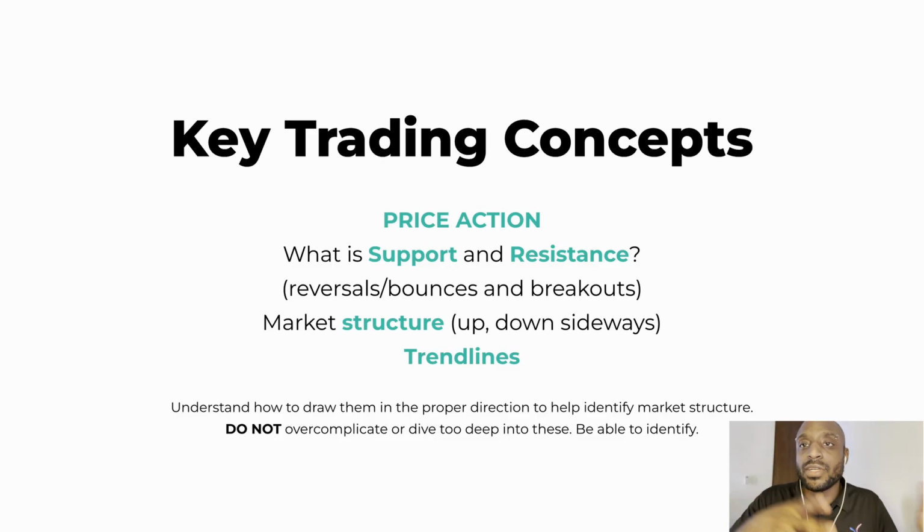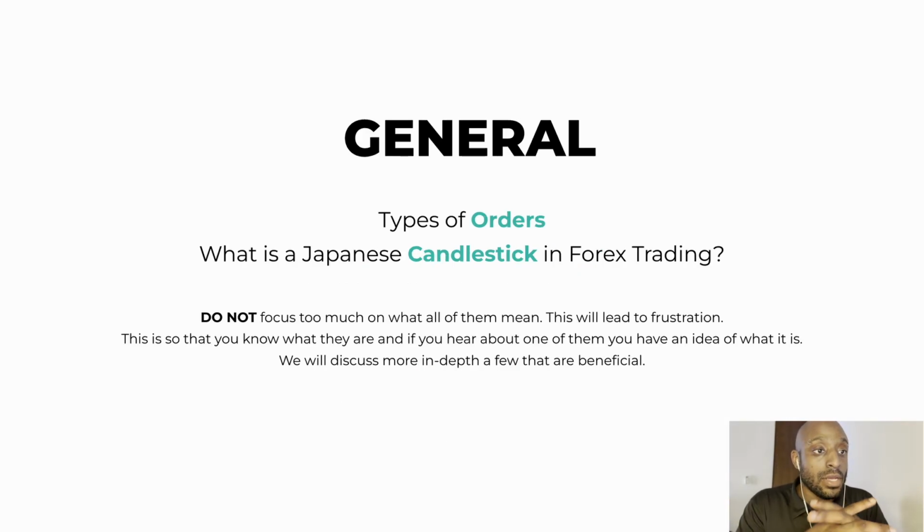What market structure looks like, what's an uptrend, what's a downtrend, what it means when the market's ranging, the market is sideways. These are things that you should know. So understand how to draw trend lines, but don't overcomplicate or dive too deep into them. Just be able to identify. All right, you should know what order types. You should know what a limit order is, what a market order is. You should know what a trailing stop is. You should know what a stop and a take profit is, or a TP or SL, what a candlestick is.